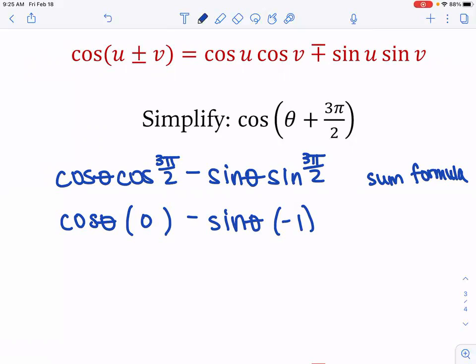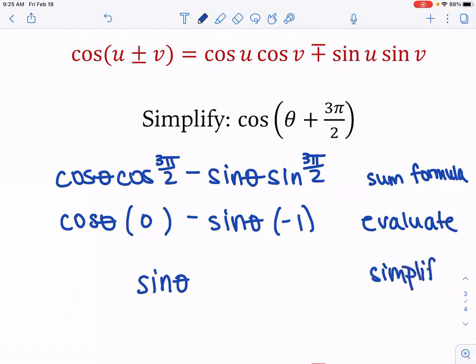Okay, so what is the cosine of theta times 0? And then we have negative sine of theta times -1. So what we just proved is that the cosine of theta plus 3 pi over 2 is the same as the sine of theta. Interesting.